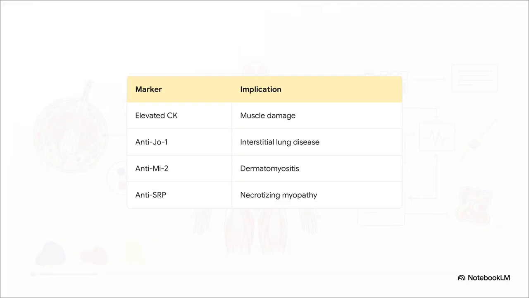Now, how do we anchor this diagnosis? First, you're looking for highly elevated creatine kinase, or CK, and aldolase. Once you see that, you've got to parse the autoantibodies. Anti-Jo1 is absolutely crucial. It screens for concurrent interstitial lung disease. Anti-Mi2 is highly specific for confirming dermatomyositis. And anti-SRP, that flags an immune-mediated necrotizing myopathy.